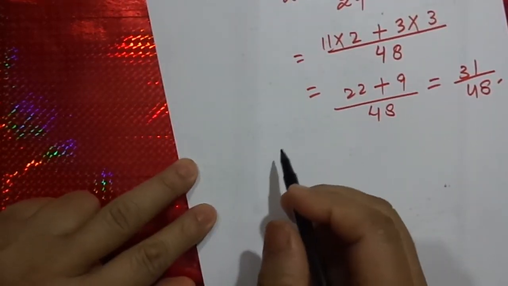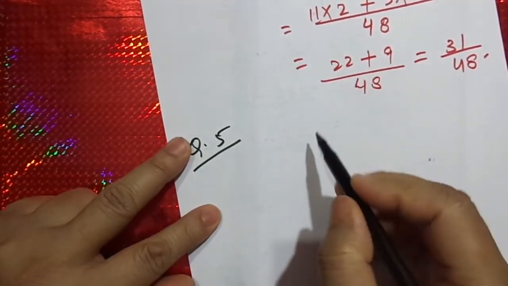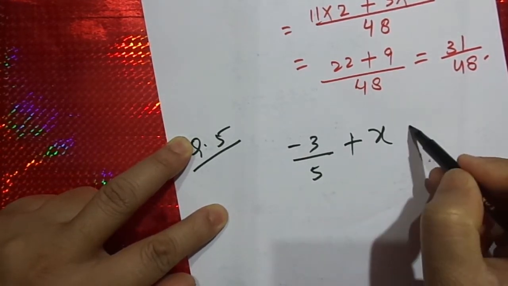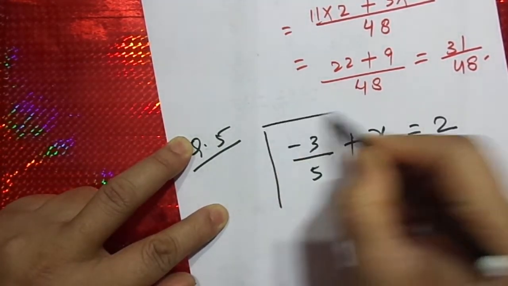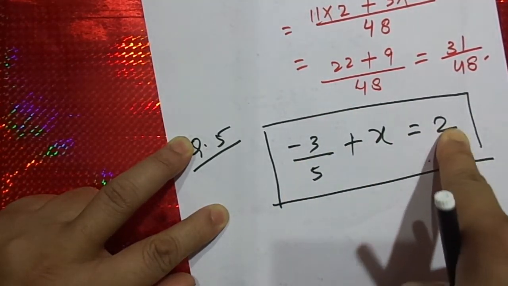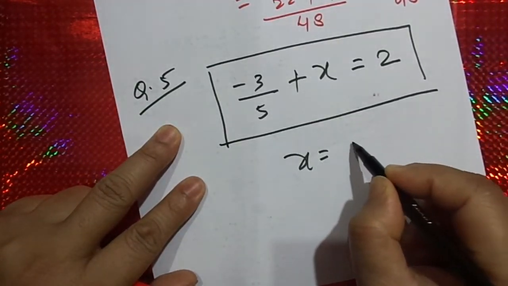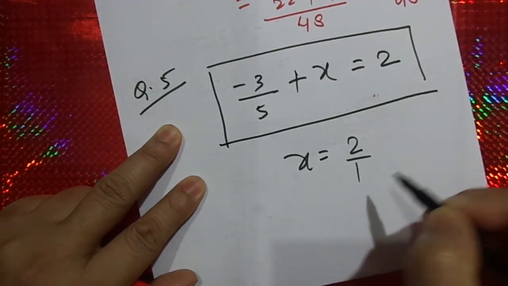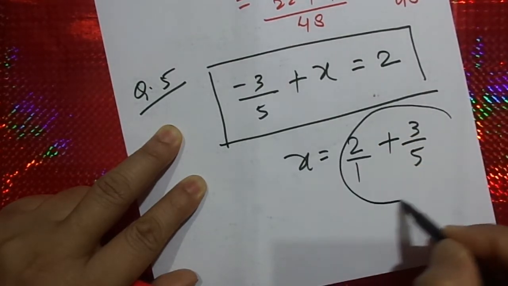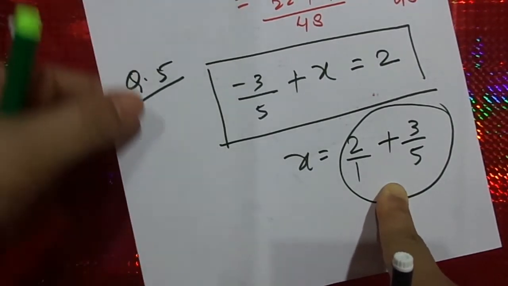Again, let's come to question number 5. We are proceeding. It's the same thing. Minus 3 by 5 and the variable is equal to 2. So the sum of two rational numbers is equal to 2. One of them is given. So the value of x will be equal to 2 by 1 plus 3 by 5. I hope you can find out the value of this. Can you? I hope you can.